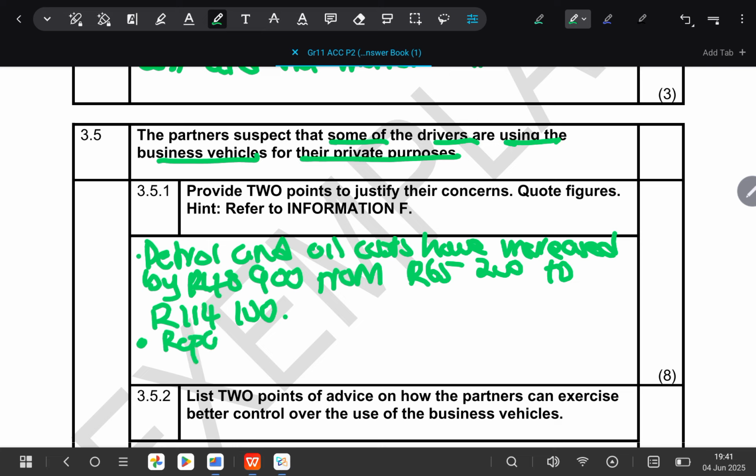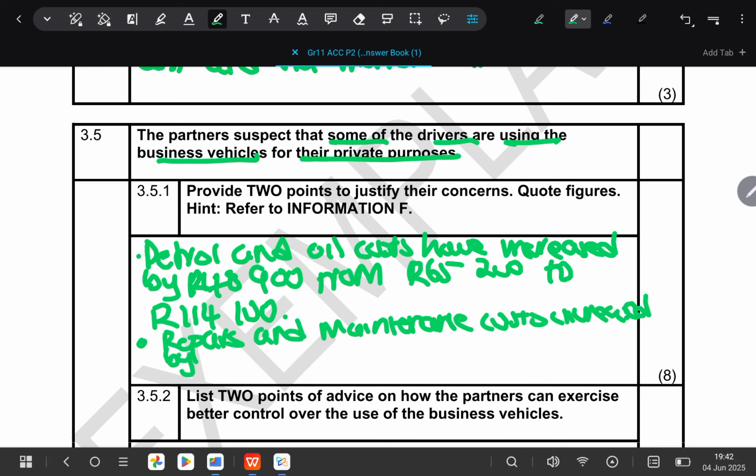Repairs and maintenance costs increased by 12,920 from 32,300 to 45,220, then full stop. So you'd have 4 marks each.